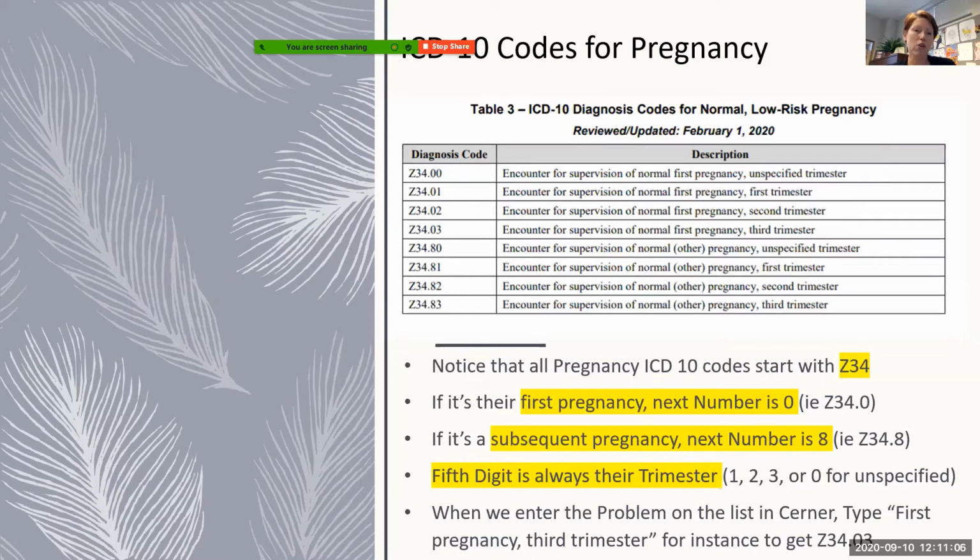One thing I did note in Cerner is that if you type in 2nd pregnancy, because I just wanted to see what it would come up with, it actually lists Z34.9. I asked our coders, they think that's more of a generic term, and we're not sure why Cerner designates that. But if you type the word subsequent pregnancy, then it gives you the Z34.8 codes. So just a little nuance, and again, it can help us clarify what's going on.